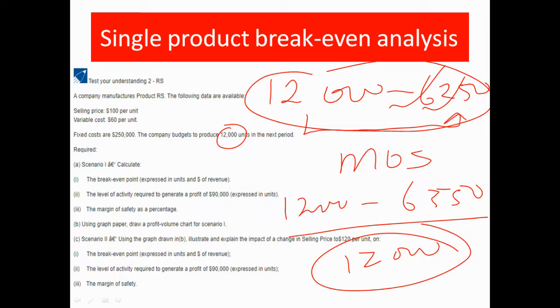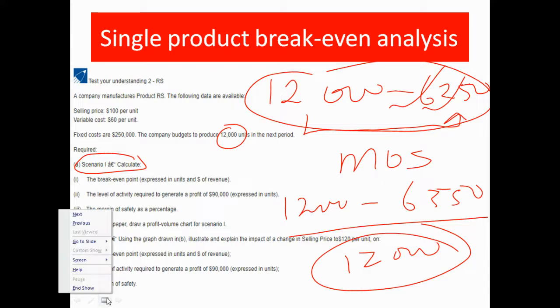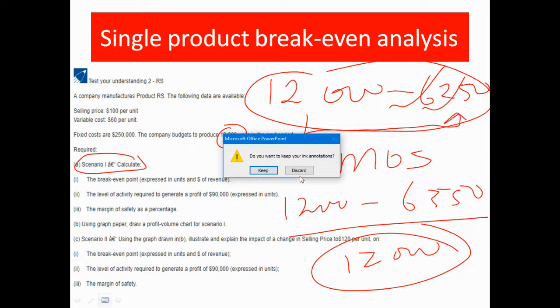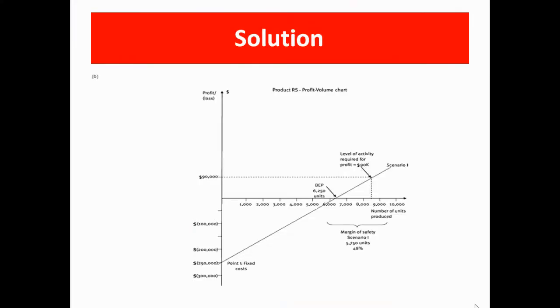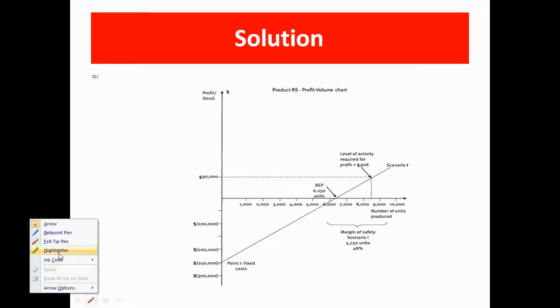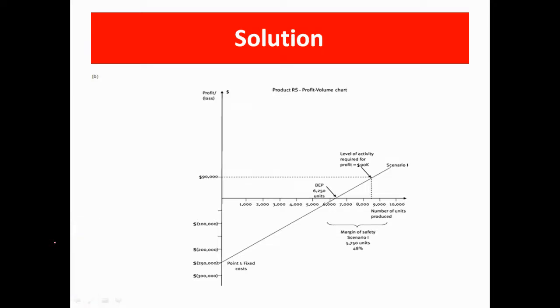Then, using graph paper, draw a profit volume chart for scenario one. Scenario one is what we're calculating. Then also scenario two, using the graph above. Before we go to scenario two, I'm not going to really draw the break-even chart here, but maybe it's actually there on the second slide. As you can see, this is the graphical representation, but this one is not the ordinary break-even graph, this one is a profit volume chart.